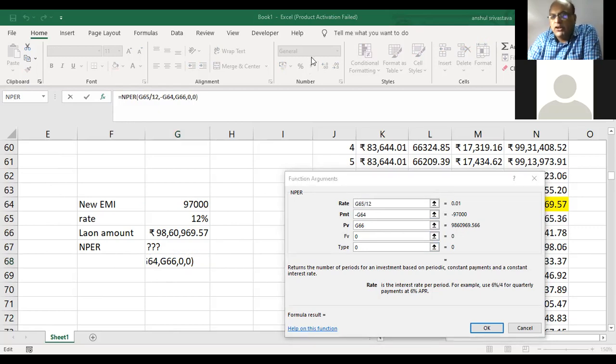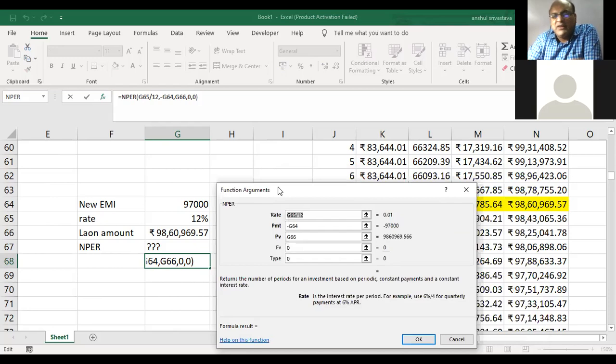Same error. Why are we not getting the answer? Anybody? Think about the amount. Look at the amount. Look at the rate. You will get the answer. It is very logical. We have not done anything wrong.